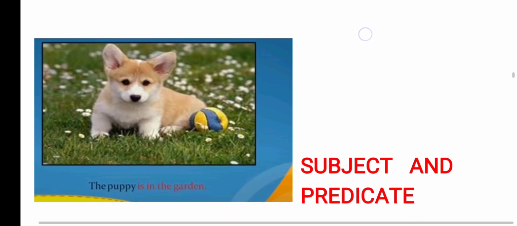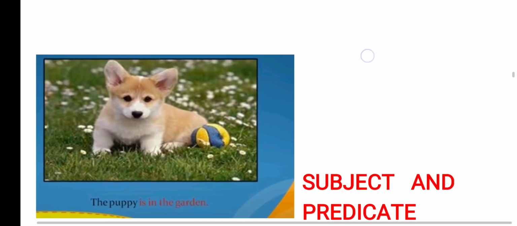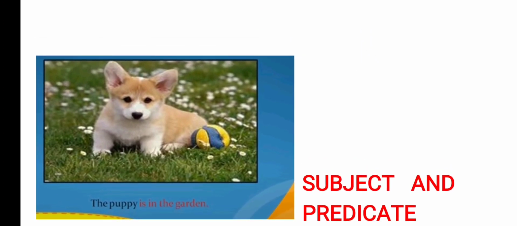The puppy is in the garden. Here also the puppy is the noun which is the subject of this sentence. Is in the garden is the predicate, the remaining part of the sentence.